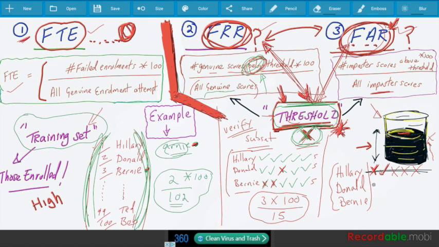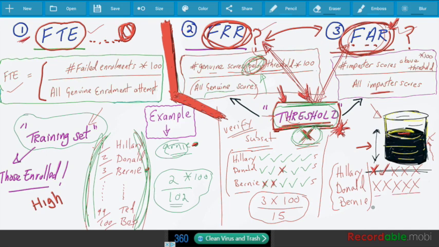Donald, you made a fake fingerprint for Donald, and you tried it 5 times, and none of them met your threshold. The same threshold that you used for the FRR, the rejection rate, is the same threshold you're using for the FAR, the false acceptance rate. It's consistent throughout. You're not changing it. You're not messing with it. And they all failed at that threshold for Donald.